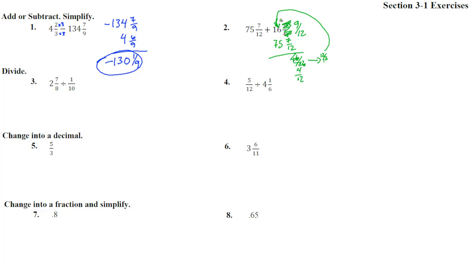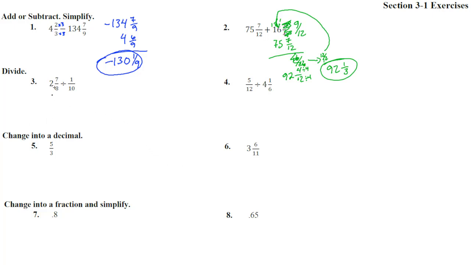Scribble that guy out. 1 plus 6 is 7, plus 5 is 12. Carry the 1. 1 plus 1 is 2, plus 7 is 9. That's 92 and 4/12. That simplifies. We can divide top and bottom by 4, and that is 92 and 1/3. 92 and a third. Excellent.